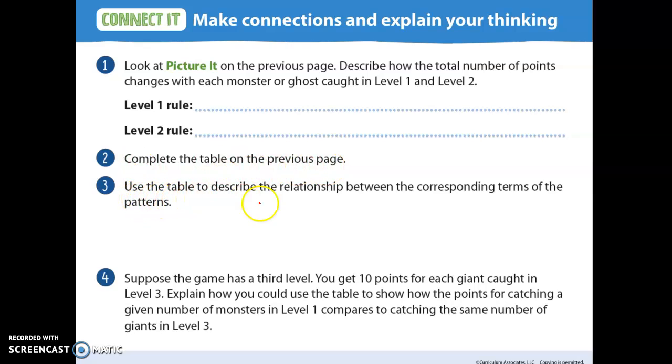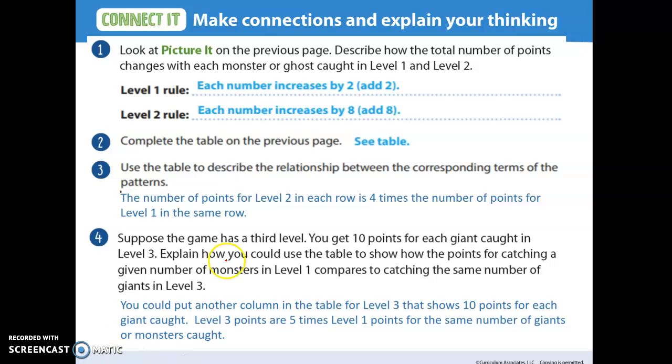And number 3, use the table to describe the relationship between the corresponding terms. So again, you're looking at level 1 compared to level 2, and what is that relationship? And then number 4 is saying, well, suppose the game has a third level, and you get 10 points for each giant caught in level 3. So you would need to draw another table next to the table you already have, create that table, and this time each one is worth 10, so you'd be counting by 10, and then compare them compared to level 1.